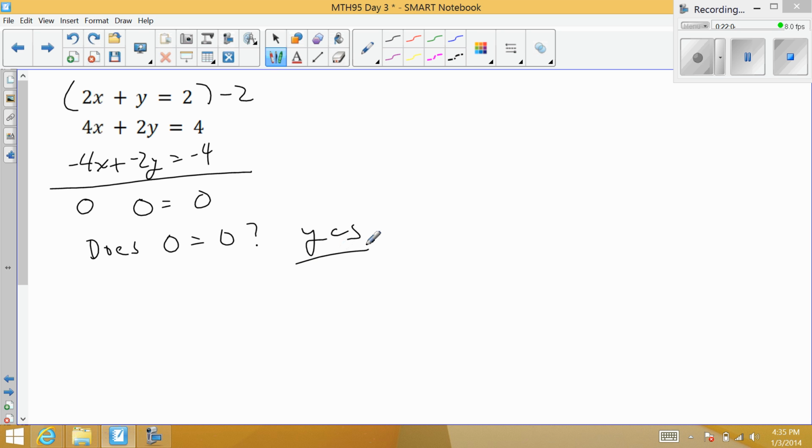Okay, everything eliminated. This indicates we've got one of our special cases, but we did end up with something that was true. 0 does equal 0. So of our two special cases, this is not the no solution. What we really have here is a case where both lines are the same. Both of these equations are identical to each other once you do a little simplifying. And so what we have is a situation where we are going to have an infinite number of solutions.